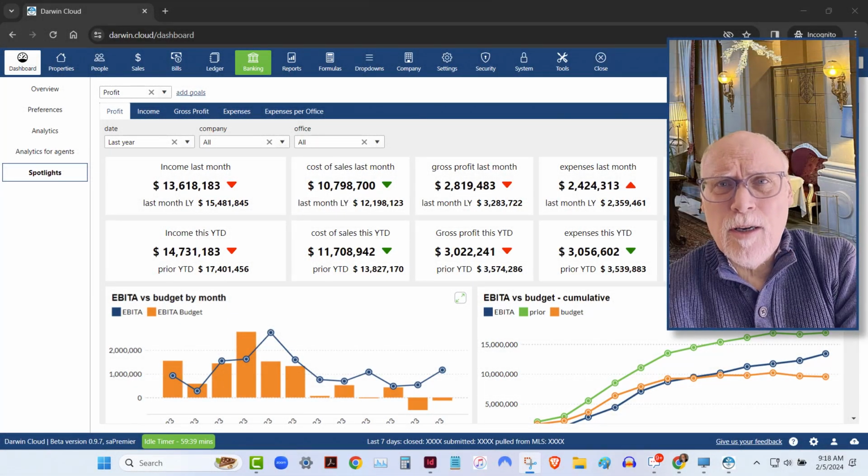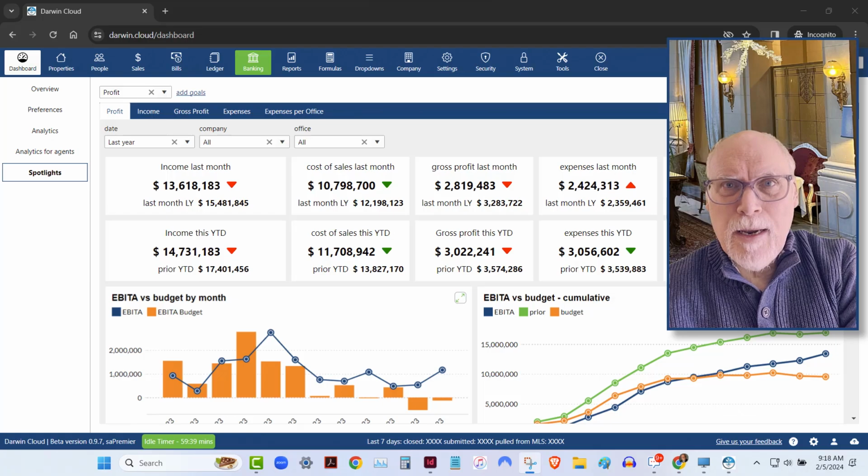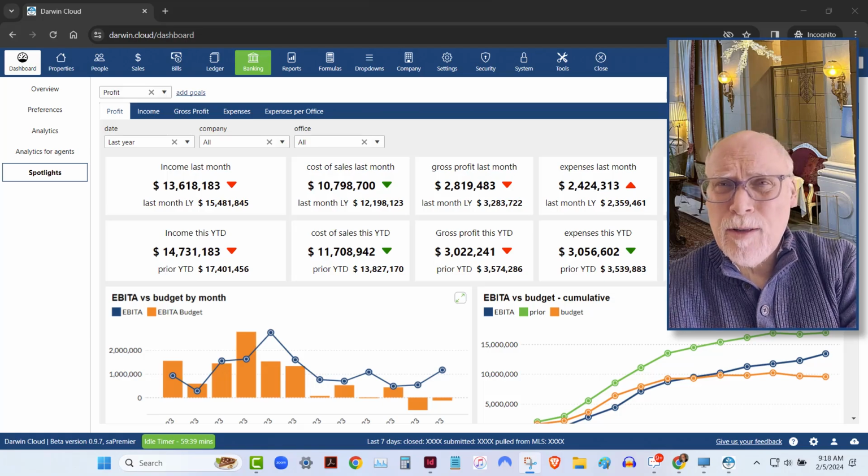Now we're going to start looking at the Profit KPI group on the Profit Spotlight. This first KPI group on this Spotlight is just about the high-level numbers: income, cost of sale, gross profit, expenses, EBITDA.